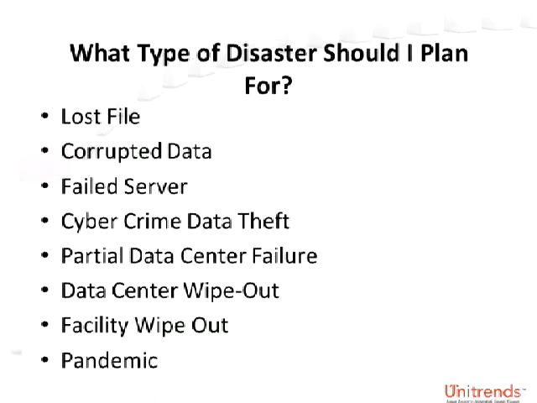So what type of disaster should I plan for? A lost file? Can a lost file be a disaster? I think we'd all agree it could be, okay? Corrupted data, a failed server, cybercrime, data theft, partial data center failure, data center wipeout, facility wipeout, pandemic. All of these things have some impact organizationally, and specifically under Homeland Security, which all the municipalities and governmental agencies fall under, this is a requirement. This is something that is supposed to be in place, and your backup system, not only data, but personally, your role: who backs you up, and what's the succession of events that will occur if you're not available to lead the troops in the process.